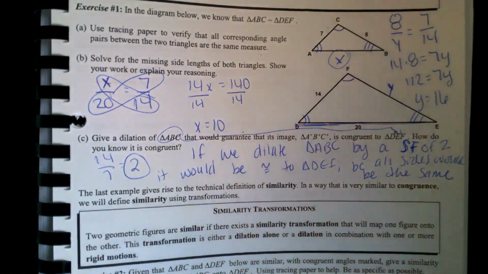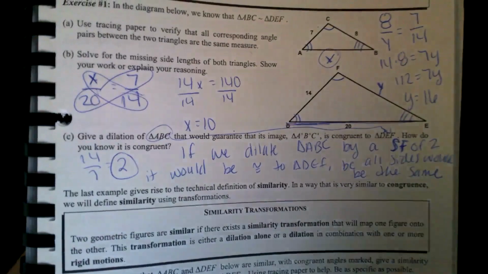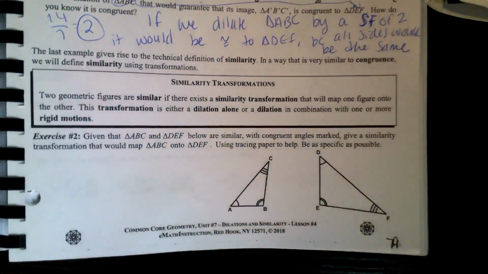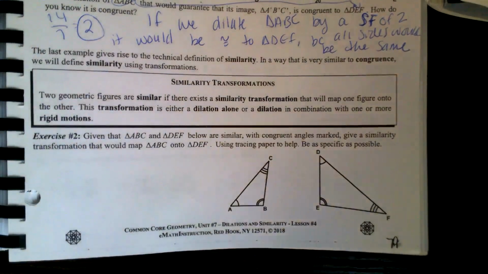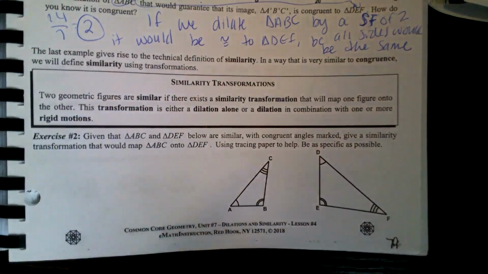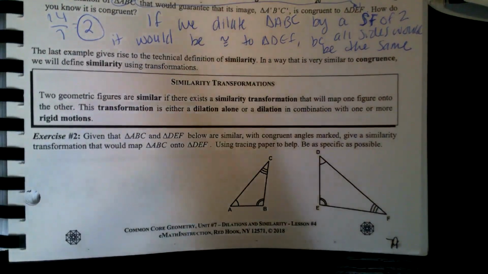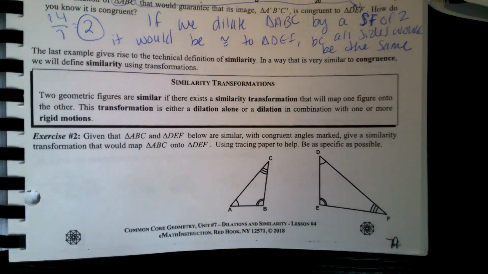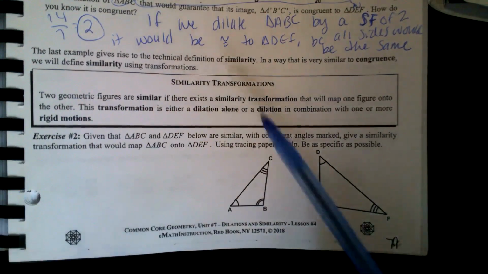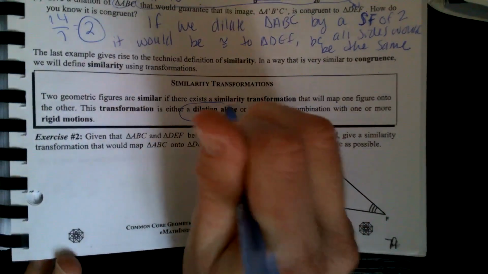All right, so let's take a look at the bottom. We are going to talk about similarity transformations. If you remember from our transformation unit, we did a lot, and you still do it on your weekly questions, describing a sequence of transformations that would map this triangle onto that triangle using rigid motion, so either rotation, translation, or reflection. Well, this is kind of the same, except similarity transformations also include a dilation.